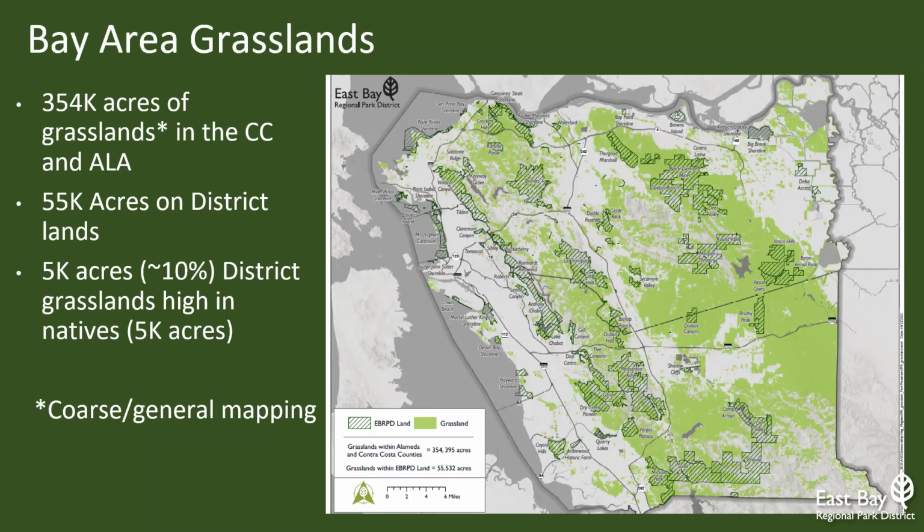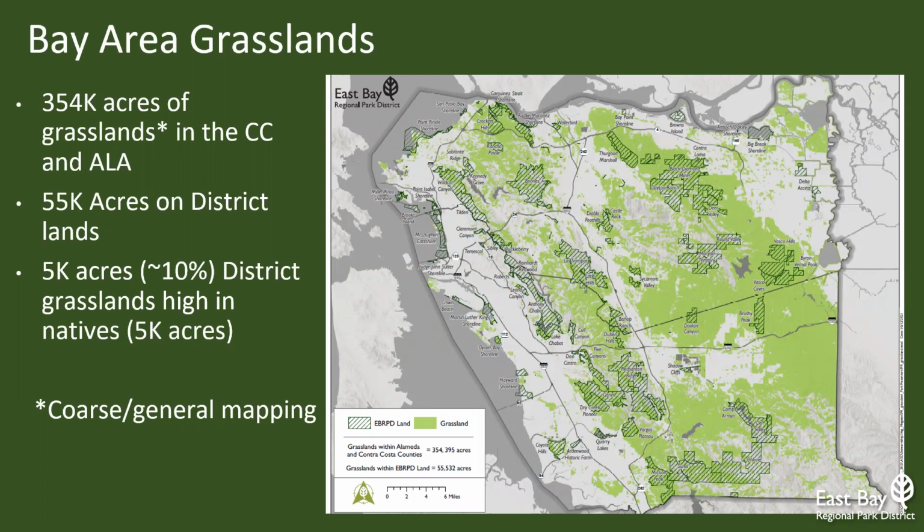This is an overview of the grasslands in Alameda and Contra Costa counties. In this map, the green represents grasslands. The spatial layer came from the California Lands Network. It's a coarse scale map of a very general category called grassland. Everything is just a broad estimate, but from this mapping, we can say that we have about 354,000 acres of grasslands in these two counties.